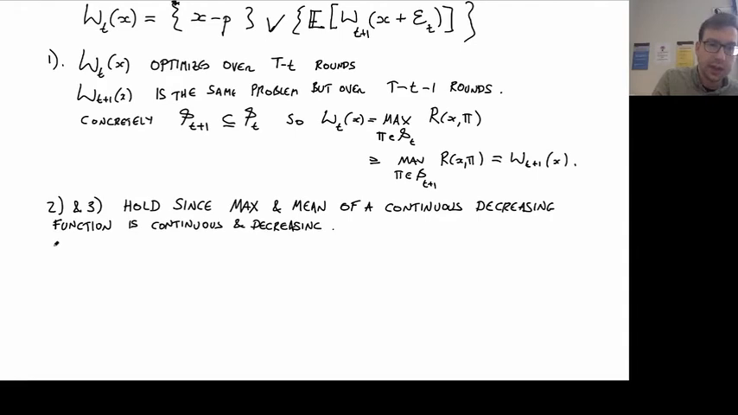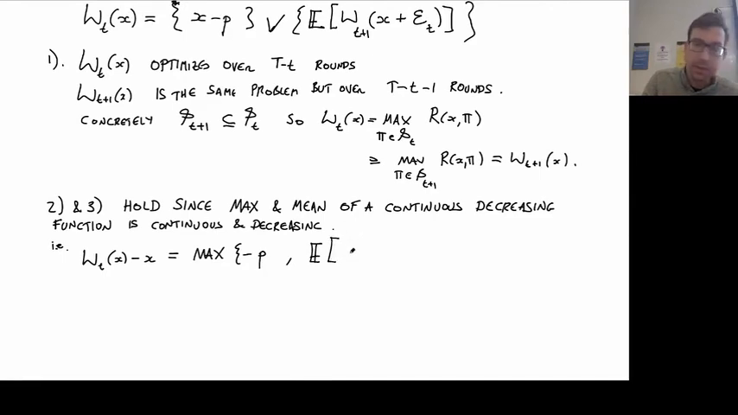In particular, if I look at this function, the value function minus x, it's the max of minus p, the expectation of Wt plus 1 of x plus epsilon of t, minus x. So that's just my Bellman's equation, but I've minused x off both sides.